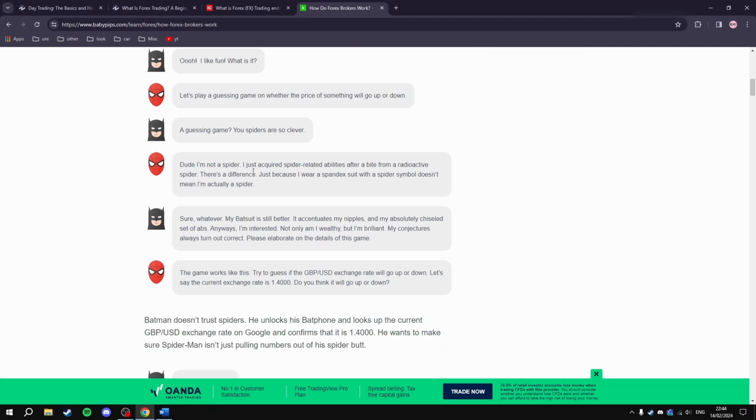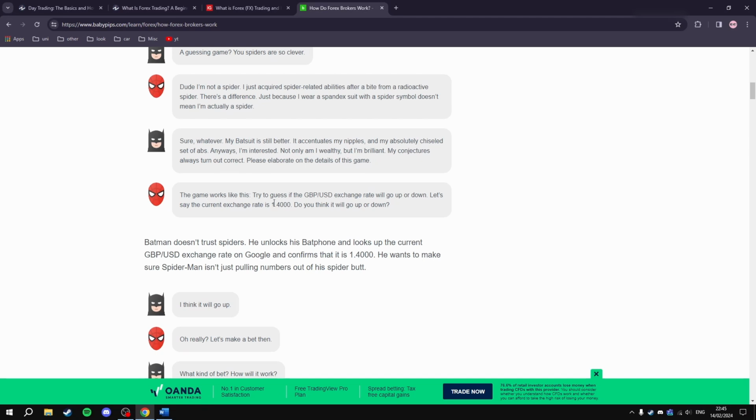"Dude, I'm not a spider. I just acquired spider-related abilities after a bite from the radioactive spider. There's a difference. Just because I wear a spandex suit with spider symbol doesn't mean I'm actually a spider." "Sure, whatever. My batsuit's still better. It accentuates my nipples and my absolutely chiseled set of abs. Anyway, I'm interested. Not only am I wealthy, but I'm brilliant. My conjectures always turn out to be correct. Please elaborate on the details of this game."